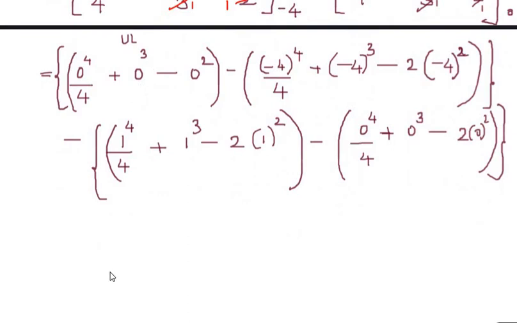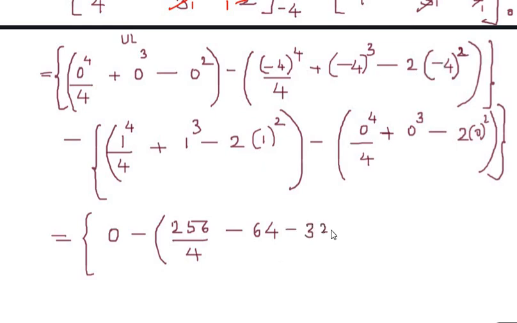Now let us start solving this. The entire first term is in terms of 0, so the upper limit is a 0 for this one, minus, let us see what we get over here, minus 4 to the power of 4. That gives you 256 divided by 4. Then minus 4 cube is minus 64, so plus with minus gives you minus 64, and minus 4 square is 16, so minus 2 times 16 gives you minus 32. This is the answer for the first bracket.